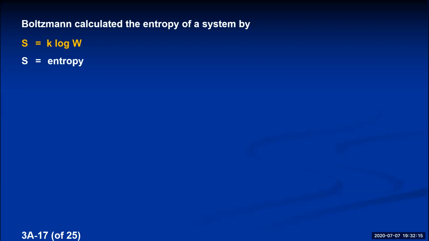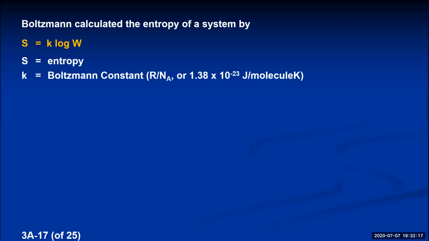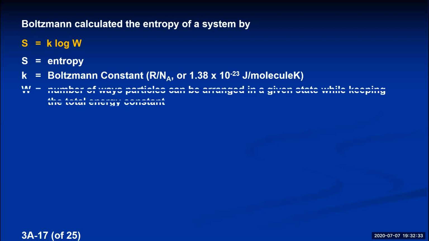K is a constant that we now have named after Boltzmann himself. It's called the Boltzmann constant, which ironically enough, is just the universal gas constant divided by Avogadro's number. If you divide those, you get 1.38 times 10 to the minus 23rd joules per molecule Kelvin. And then W is the statistical thing that Boltzmann was able to determine. It's the number of ways that particles can be arranged in a given state while keeping the total energy constant.